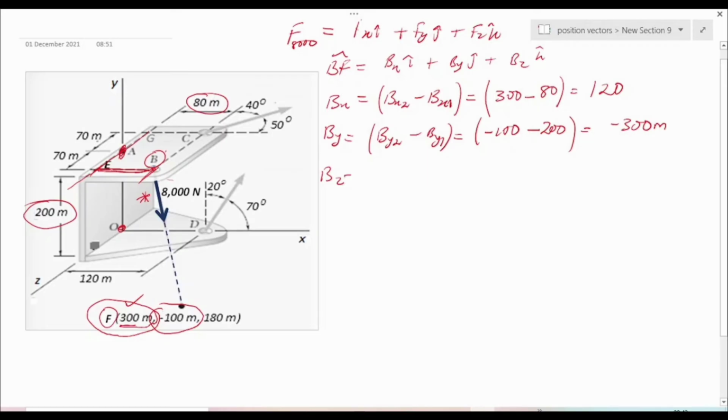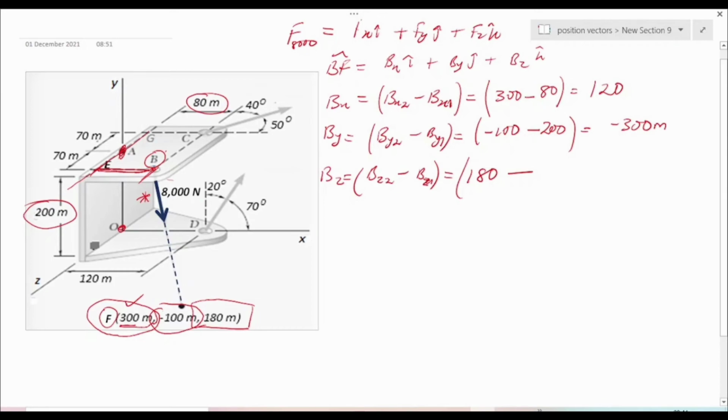Bz will be equal to the distance between the 2 points Bz2 and Bz1. So it's going to be Bz2 minus Bz1. So our concern becomes, what is Bz2 and what is Bz1? From the problem, our Bz2, which is the value of z at the F position, that's the end of the 8,000 Newton force, is, for this case, 180 meters. So we have 180 minus Bz1.